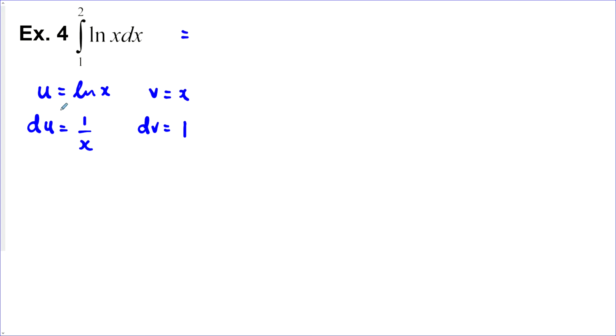So this would equal uv, so x times the natural log of x. And then we're going to subtract our integral. Now remember, this is a definite integral. So we can't just leave these terms like we did with our indefinite integral. We have to evaluate them at 1 and 2. Okay, inside the integral here is du and v, so that's x times 1 over x. And those are actually going to cancel and just create a 1 as our integrand. And that's a very easy antiderivative to find.